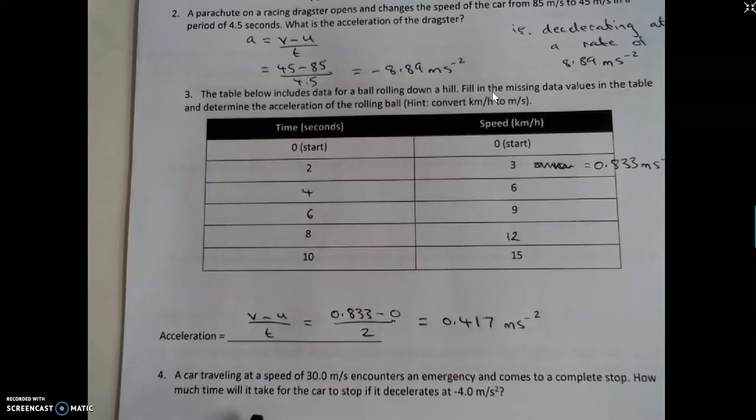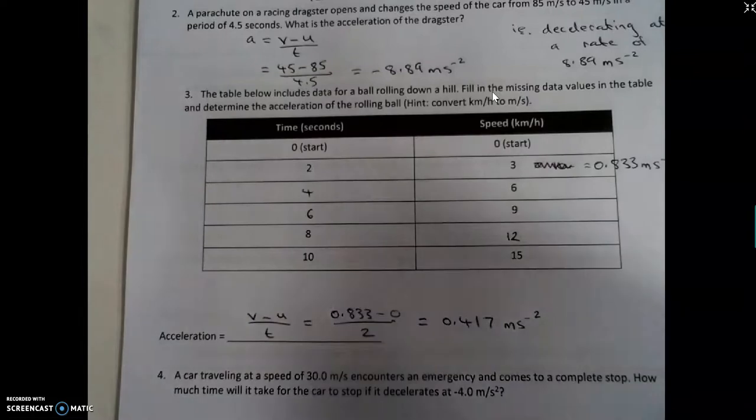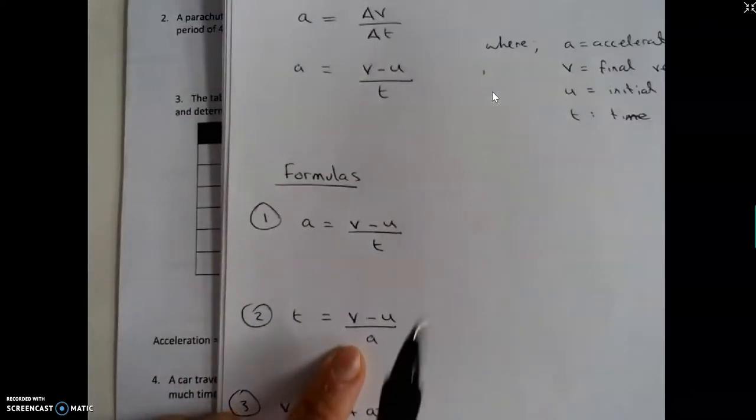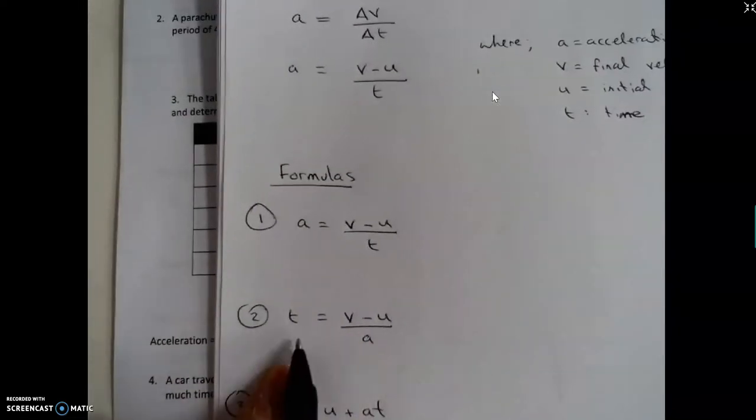Next, a car traveling at a speed of 30 meters per second encounters an emergency and comes to a complete stop. How much time will it take for the car to stop if it decelerates at -4 meters per second squared? So now you can see that we have to use one of our other formulae. It's just a rearrangement of acceleration equals change in velocity over time. So this second one that we use, you should have used t equals v minus u over a.